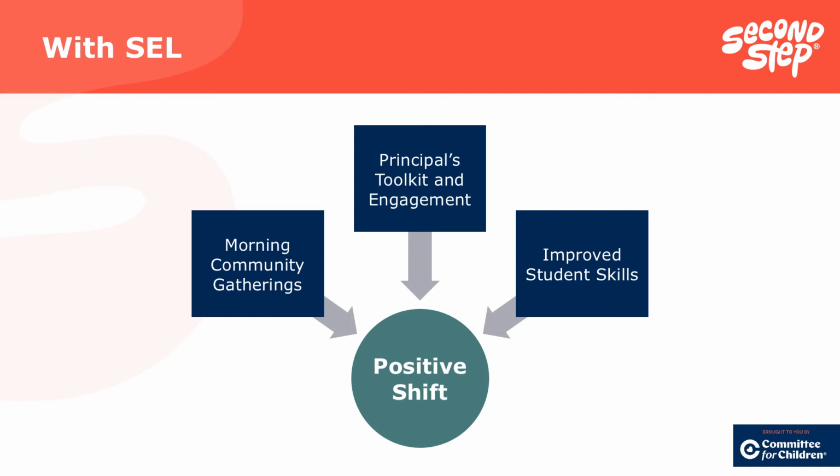And we learned that the positive shift came from some things, the morning community gatherings that they did that included the Second Step program as part of things they were doing to start the day. He also said that the principal's toolkit and the engagement by the principal and the leadership staff in the building were really important and integral to that positive shift. And then improved student skills, of course, also really led to that positive shift, which I talked about. Once they saw those skills diminishing, they realized they needed to keep going with them to keep that positive shift going.